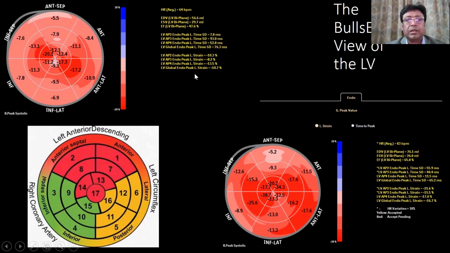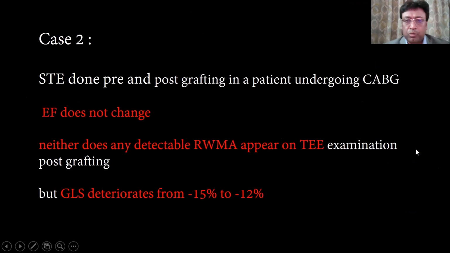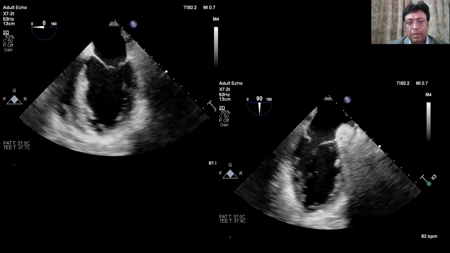Indeed, if you look at the peak longitudinal strain, it has improved from minus 10.7 to minus 14 over here, which is an improvement. In contrast, this is one of the patients we had undergoing CABG. Post grafting, the EF did not change. There was no detectable RWMA on the TEE examination. But the global longitudinal strain deteriorated from minus 15 to minus 12.